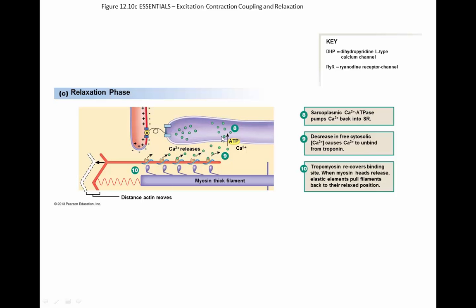This reduction of the calcium in the cytoplasm will then cause the release of calcium from troponin, and then tropomyosin will move back into a blocking position, and myosin will be in its ATP or ADP phosphate states, which are where you would find myosin in relaxed muscle.